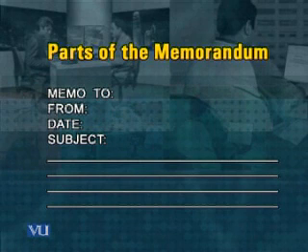After the subject we start our message. This message is written 2 to 3 spaces below the subject. So the main message normally, like a letter, depends on the purpose. The purpose comes in the beginning, then comes the main message, and then comes the conclusion.